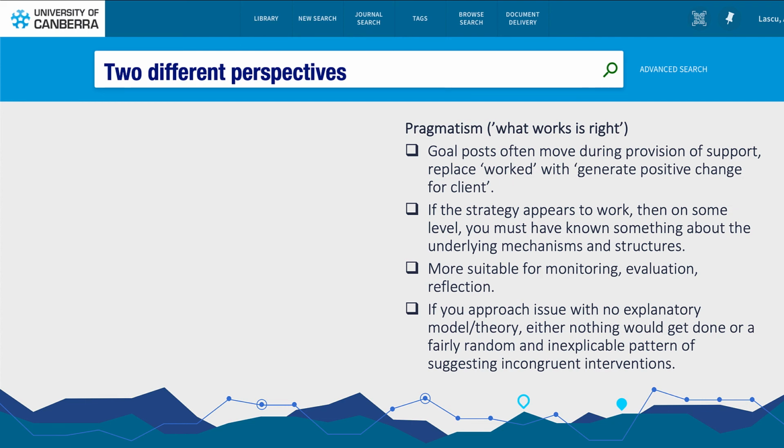It might actually be more suitable for monitoring, evaluation, and reflection than it is for case formulation. Because if you approach an issue with no explanatory model or theory, either nothing will get done or a fairly random and inexplicable pattern of suggested incongruent interventions might occur.